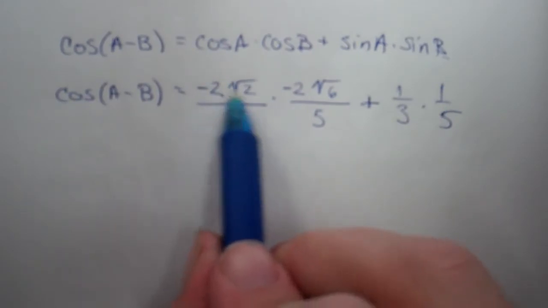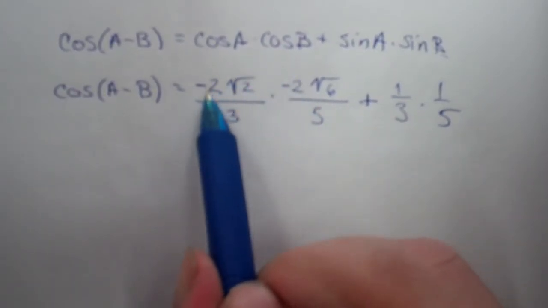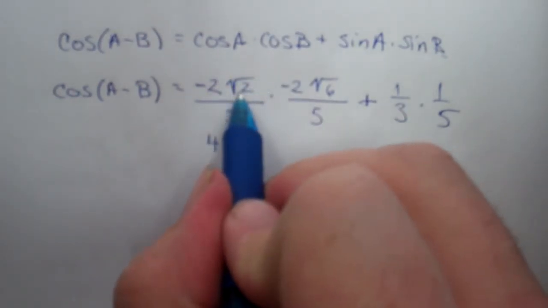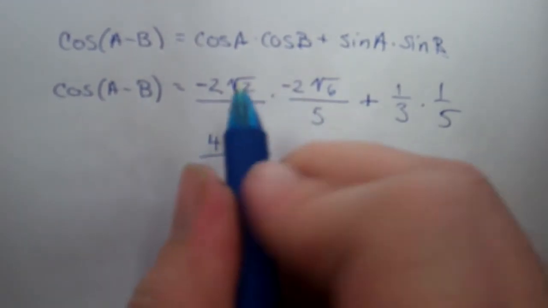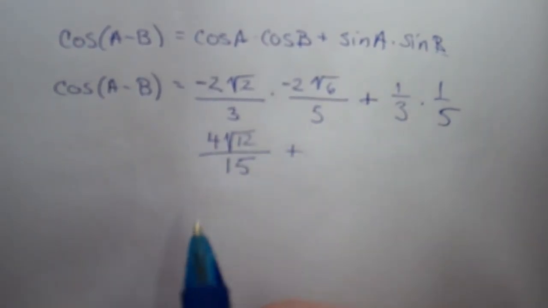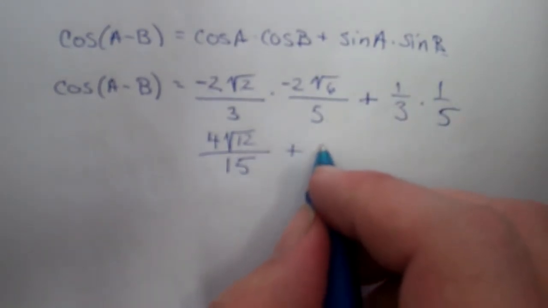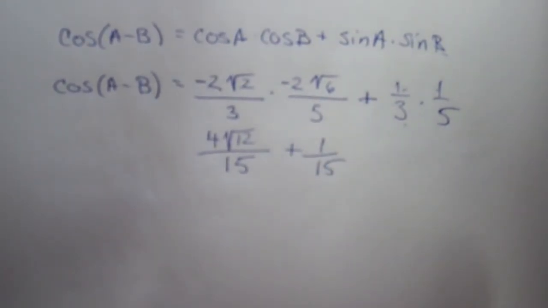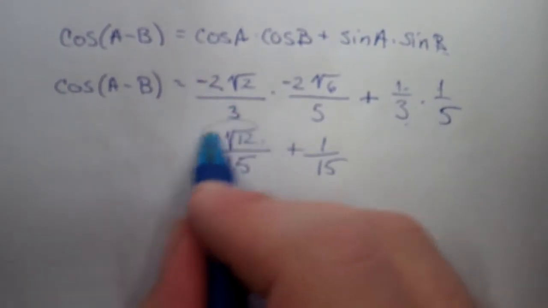So let's multiply this radical expression times this radical expression. To do that, you multiply the coefficients together. Negative 2 times negative 2 is 4. Radical 2 times radical 6 is radical 12 over 3 times 5 is 15. This can be simplified, but we'll do that later. 1/3 times 1/5 is 1 times 1 is 1, and 3 times 5 is 15, so this becomes 1 over 15. We're nearly done. Let's simplify this 4 radical 12.